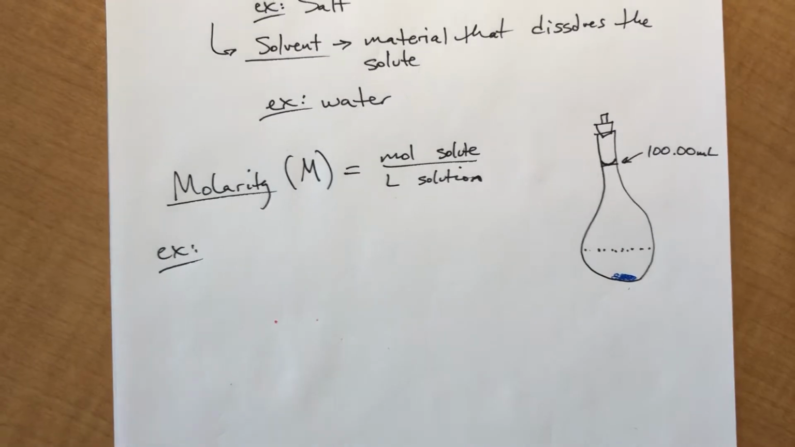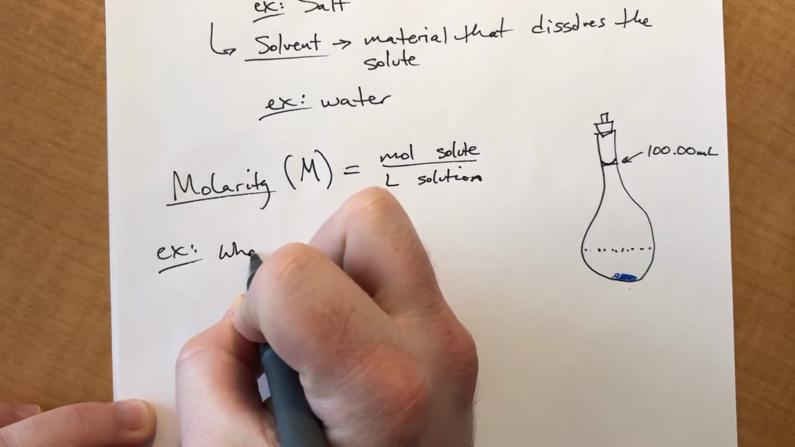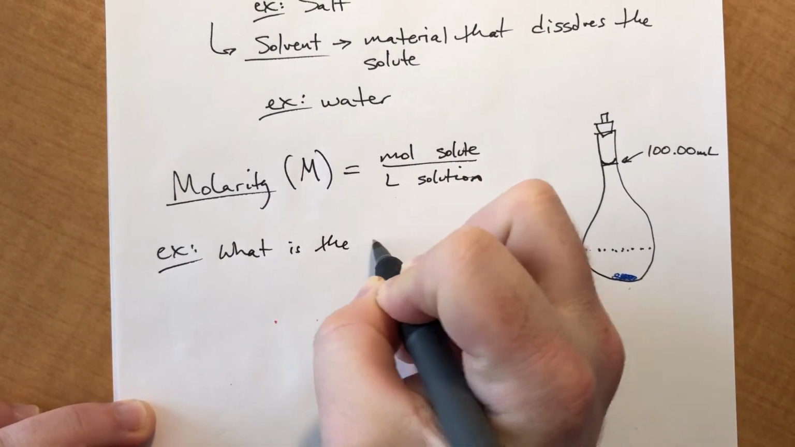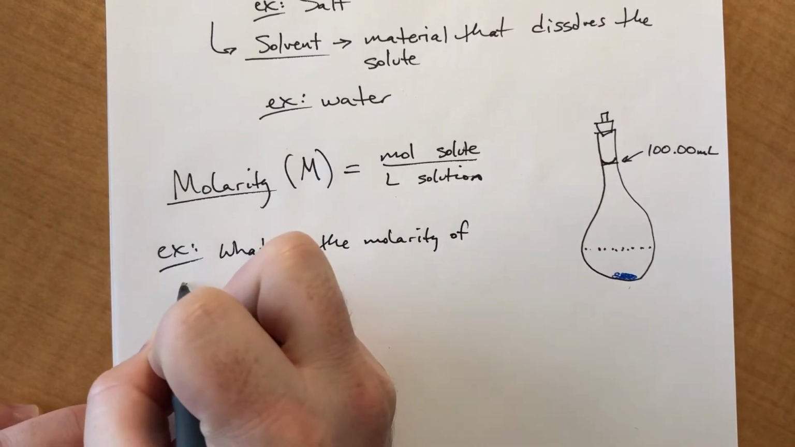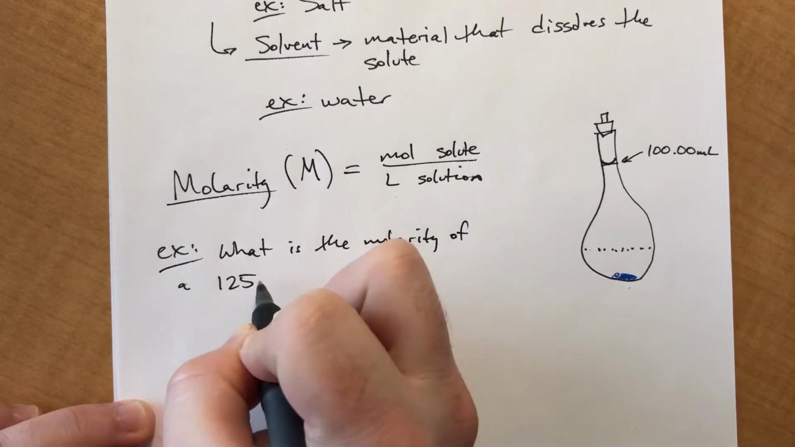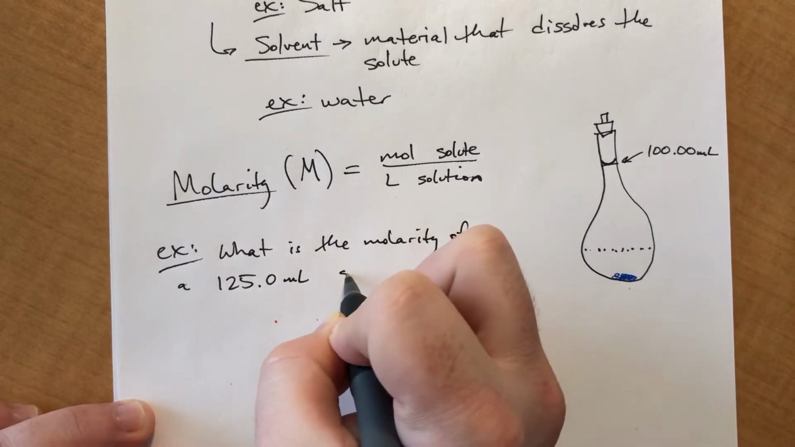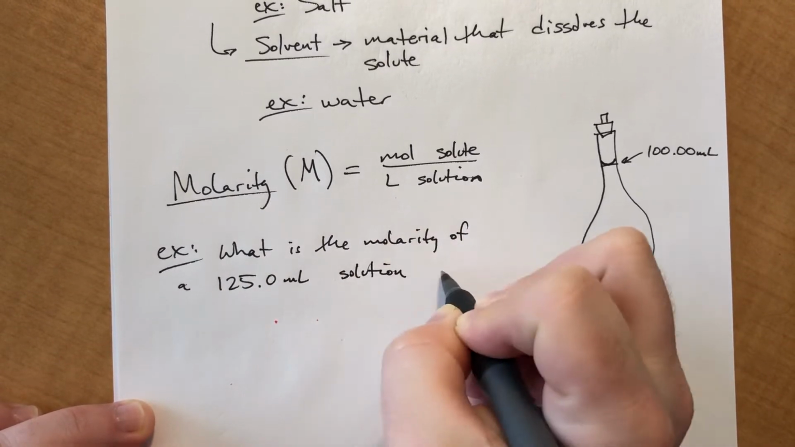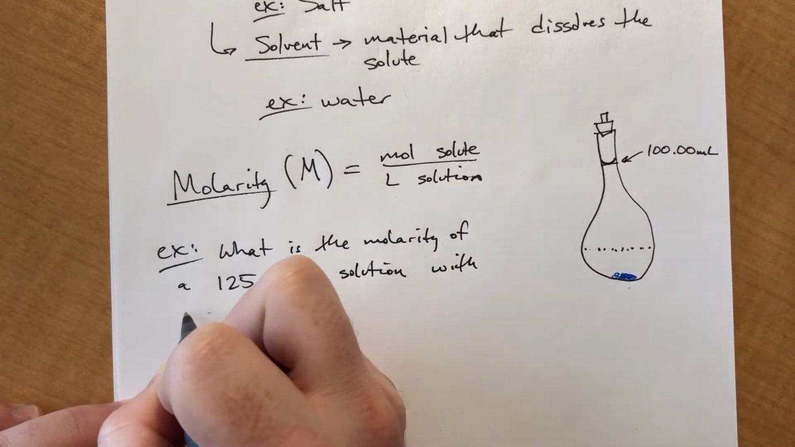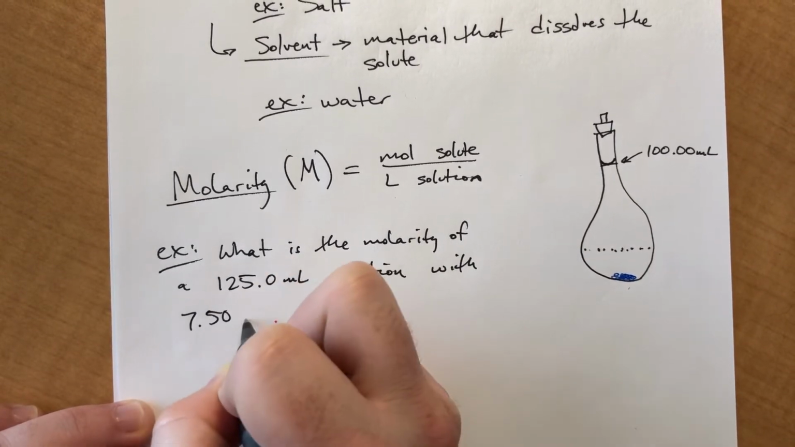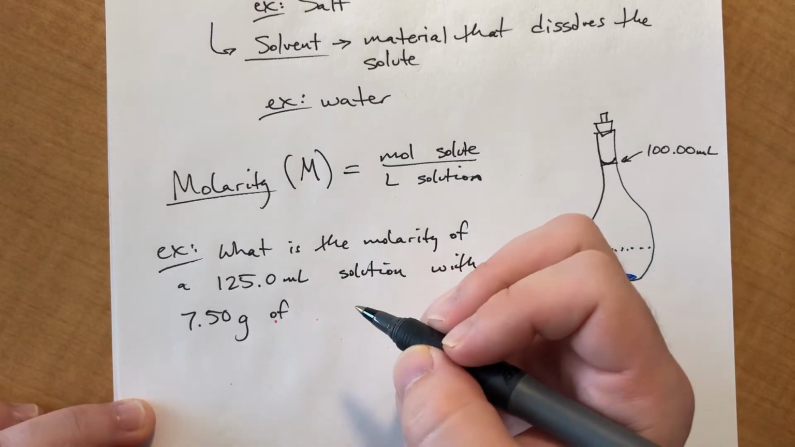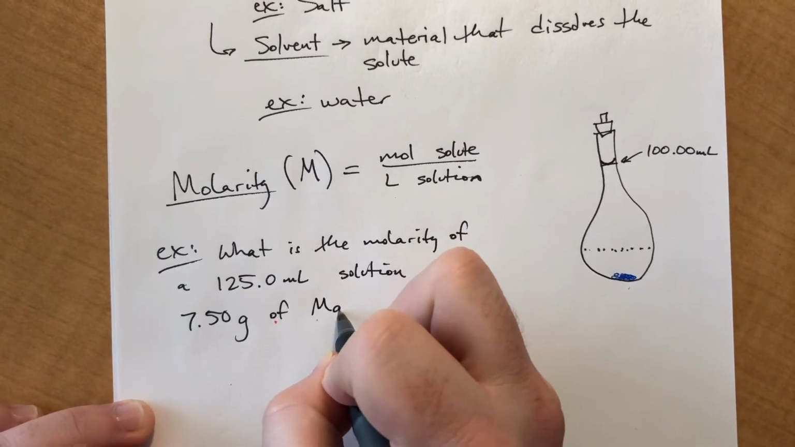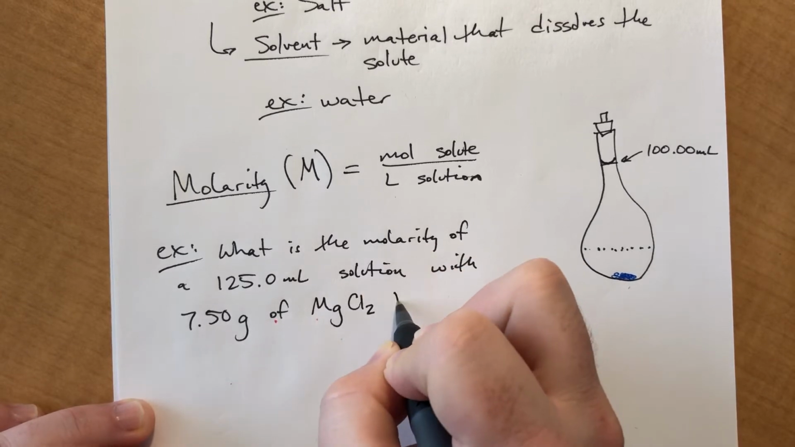Okay. So we want to know, what is the molarity of a 125.0 milliliter solution with 7.50 grams of, I don't know, I guess I probably should pick a salt here, magnesium chloride dissolved.